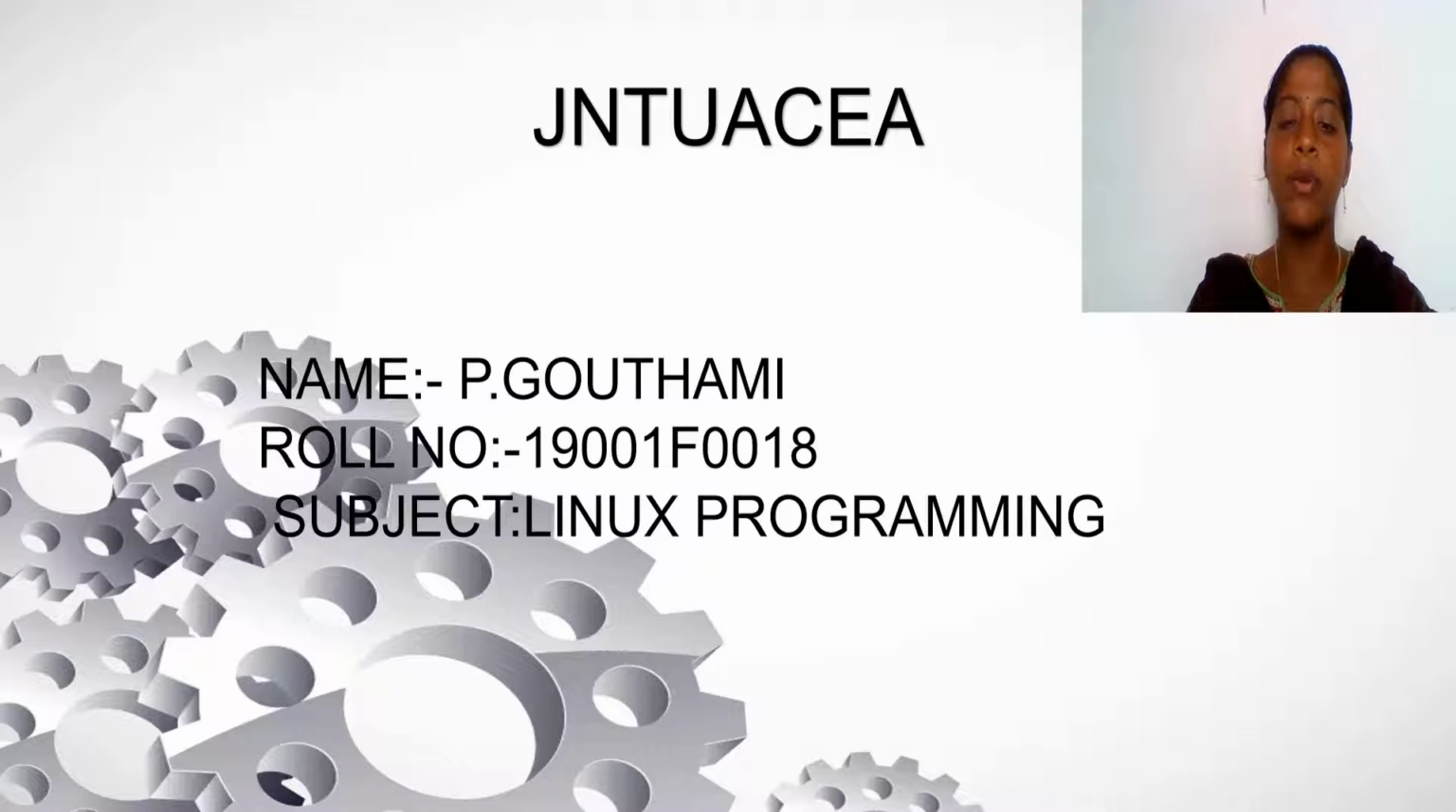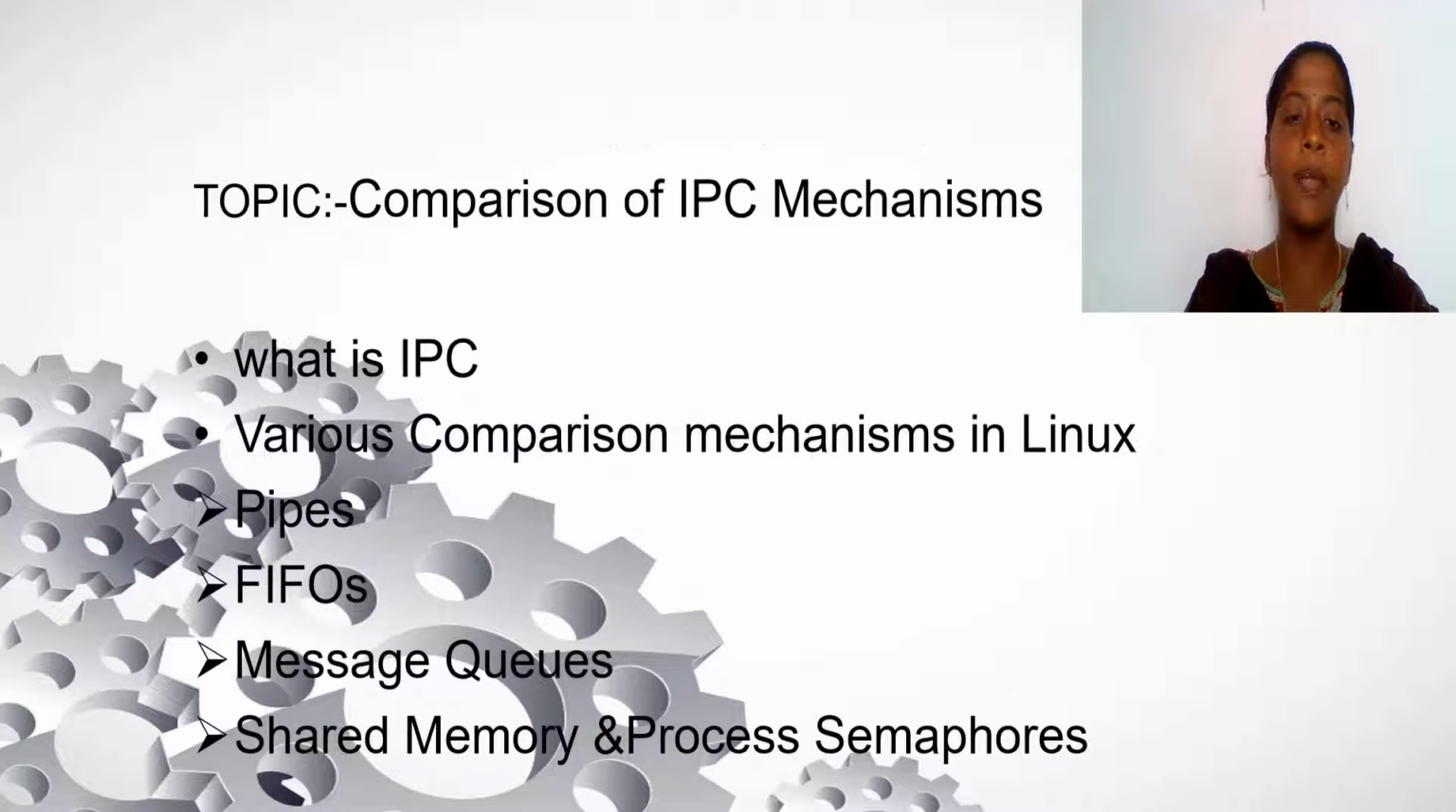Today I will discuss one topic in Linux programming. The topic name is comparison of IPC mechanisms, in which first of all we will discuss what IPC is. Next we will discuss various IPC mechanisms in Linux. These mechanisms are pipes, FIFOs, message queues, shared memory, and semaphores.